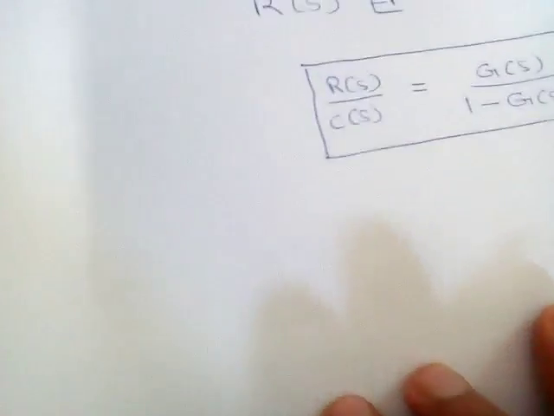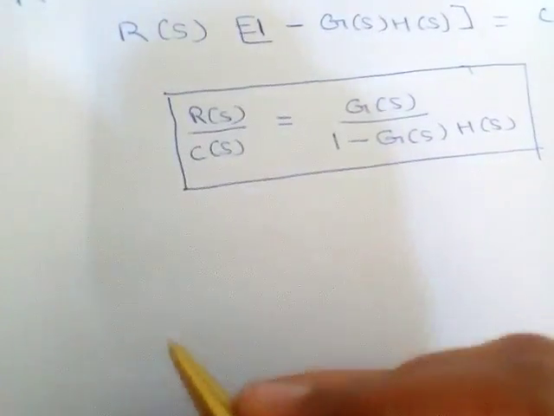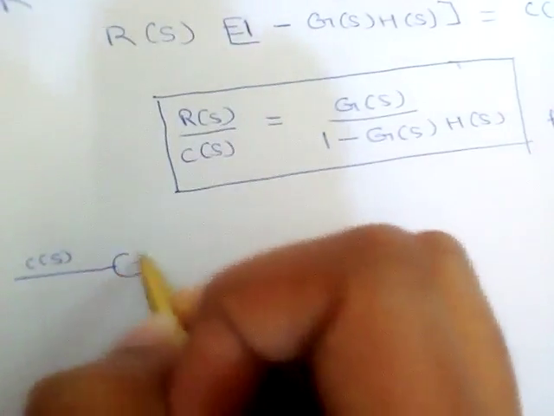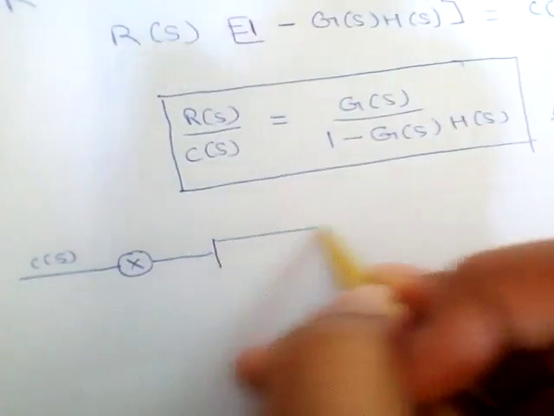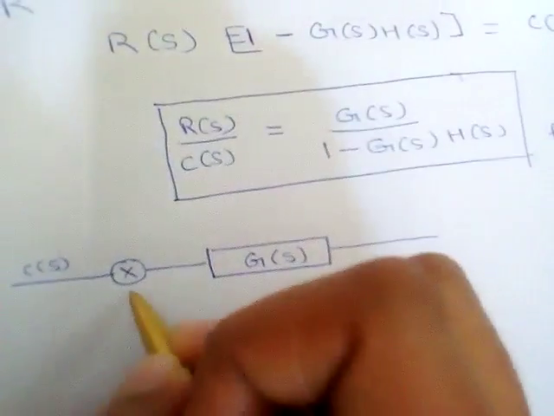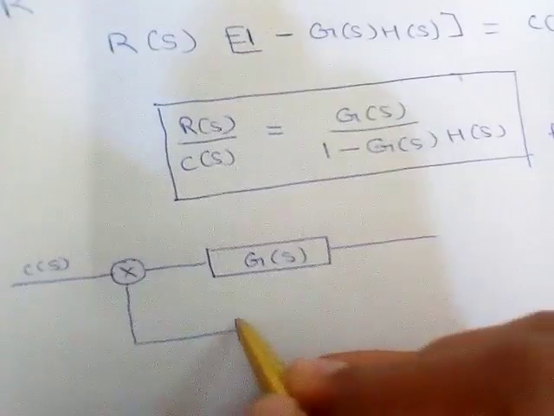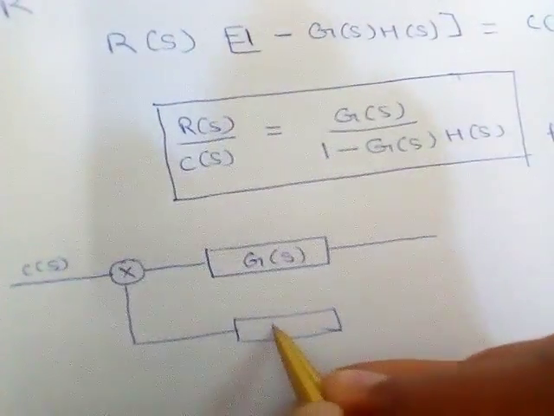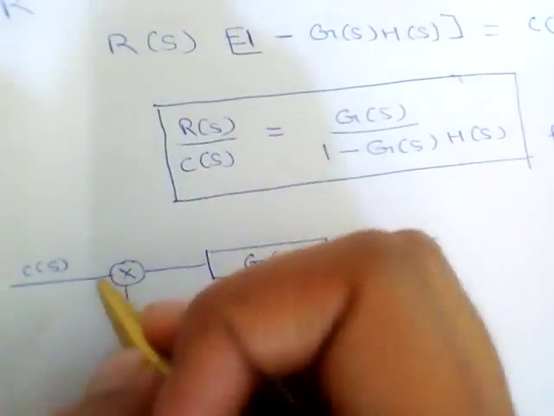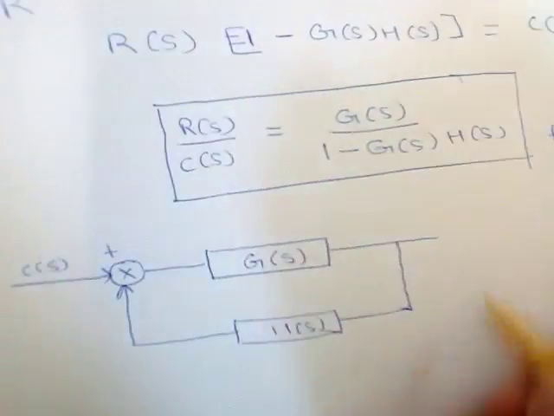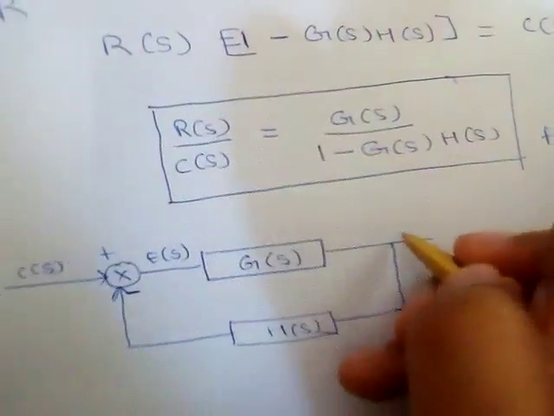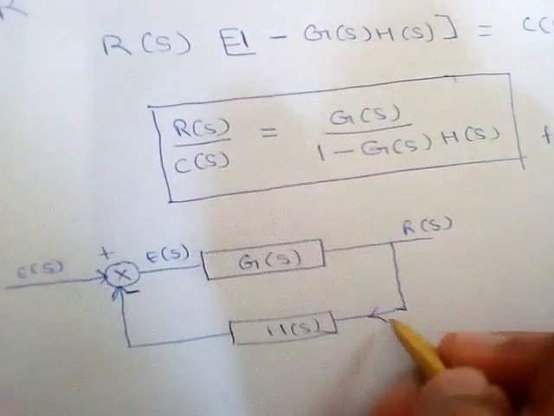Now, consider the case when there is a negative feedback system. That is, this is input C of S and this is the forward path transfer function G of S, and feedback path transfer function H of S. Now as it is the negative feedback system, the feedback will be subtracted and this will be the E of S and this will be the R of S.